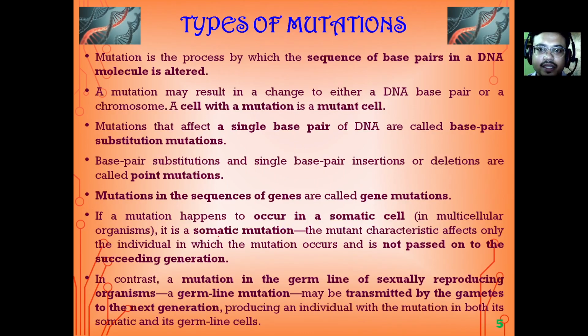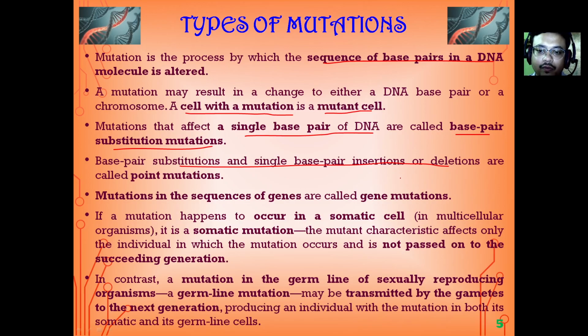The mutation is actually a process. As I have told earlier, there will be some changes in the base pair sequences of the DNA molecule. A cell which has a mutation can be regarded as a mutant cell. If it affects only a single base pair of DNA, then it will be known as base pair substitution mutation. These base pair substitution mutations and single base pair insertion or deletion mutations are actually different types of point mutation.